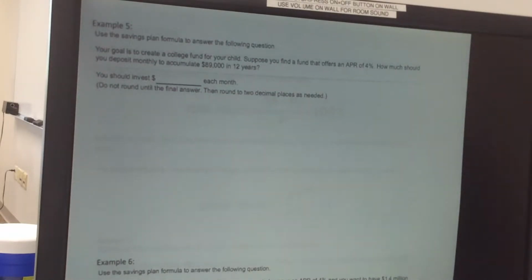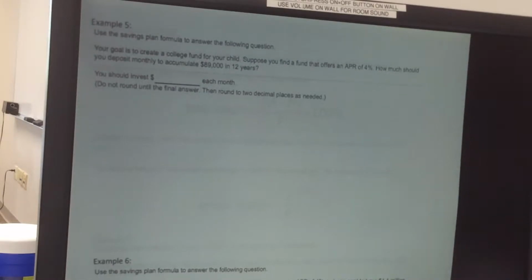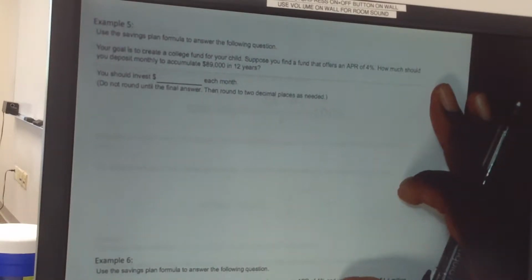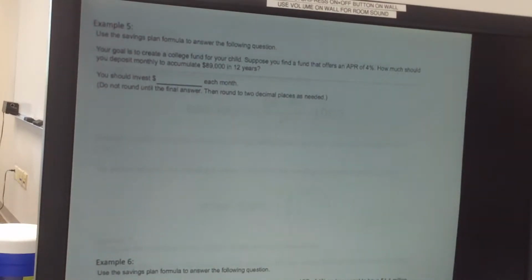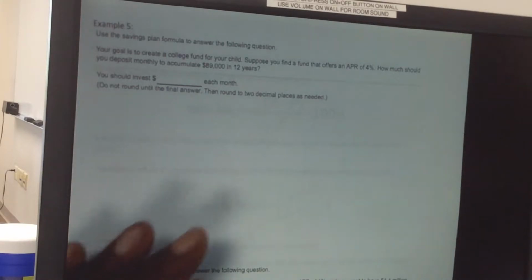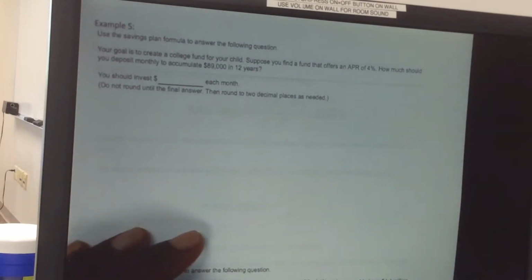Here we're going to use the savings plan formula to answer the following question. Here your goal is to create a college fund for your child. Suppose you find a fund that offers an APR of 4%. How much should you deposit monthly to accumulate $89,000 in 12 years?